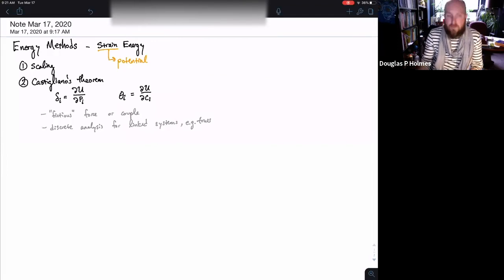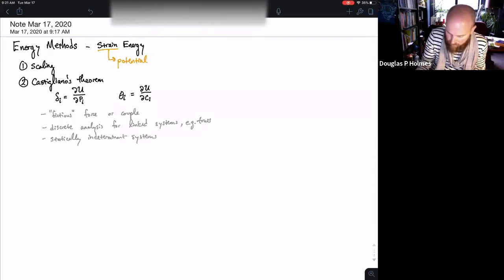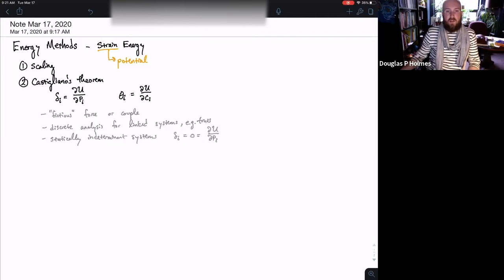And the final thing we did is we showed that this works if we know that the displacement at some point is 0. We can use this to help solve statically indeterminate systems. So we would say the displacement at some point equals 0 equals the partial derivative of the strain energy with respect to the force at that point.